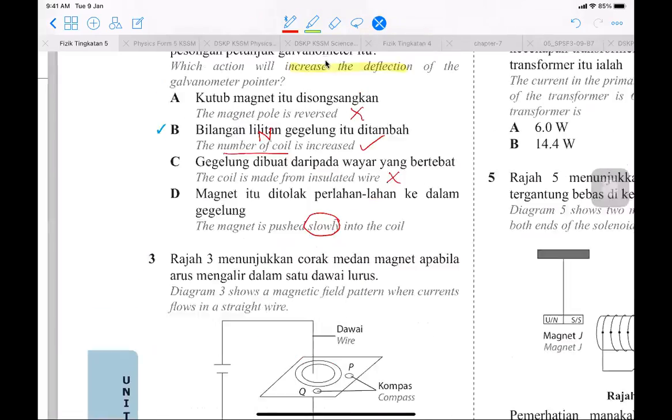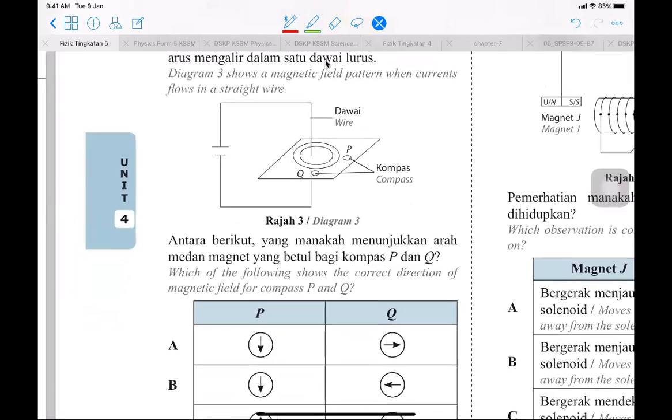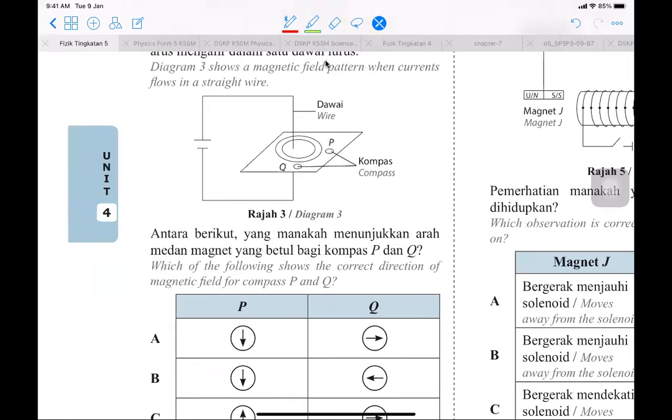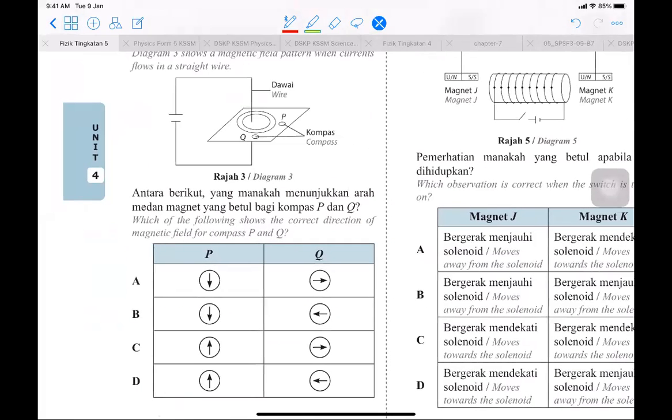Okay, question number 3. Diagram 3 shows a magnetic field pattern when current flows in a straight wire. Which of the following shows the correct direction of the magnetic field for compasses P and Q? This one is the same as in number 1. So you use your right hand grip rule to determine the pattern of the magnetic field. Try first. What will be your answer for number 3?